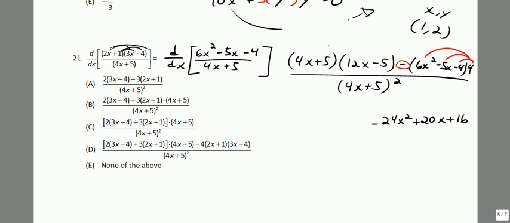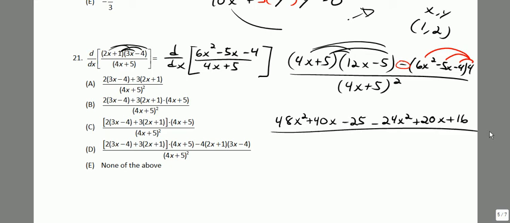I'm going to FOIL this thing out here. First, outside, inside, last. And that gets me 48x squared. How many x's? That'll be 60 x's. Take away 20 x's is 40x minus 25. All over 4x plus 5 squared.